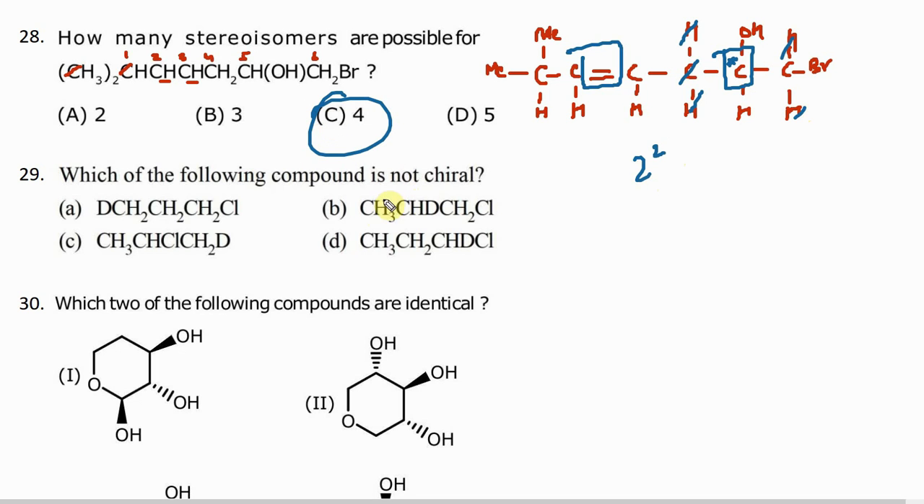Which of the following compounds is not chiral? Let's see. CH2, this is not chiral. Let's look here. The carbon has hydrogen, deuterium, and some group. It is chiral. This one has hydrogen, methyl, chlorine, and a different group, so this is chiral. This carbon is chiral: hydrogen, deuterium, chlorine, and some group. So these three are chiral. This is achiral. That's what they're asking you.